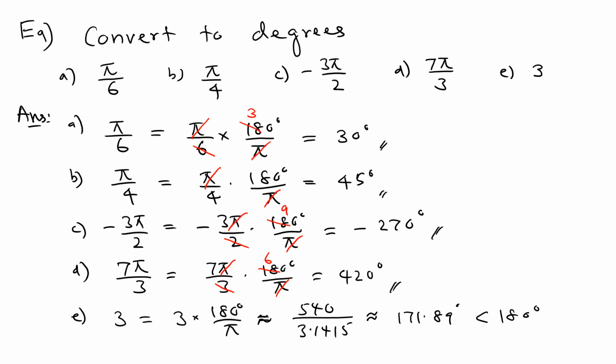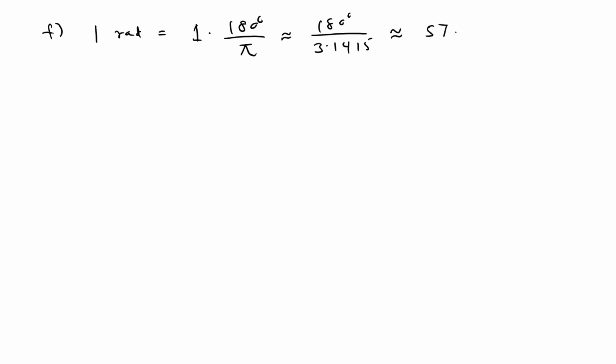And then let's do one last problem. Let's see what 1 radian equals. So I'm going to call this F. So 1 radian equals 1 times, again, 180 over pi. So we're going to approximate this one. So it's 180 over approximately 3.1415. And if it's calculated, you can see that this is equal to 57.29 something. So if you round it, it's going to get 57.30. So 57.30 degrees is what 1 radian equals.